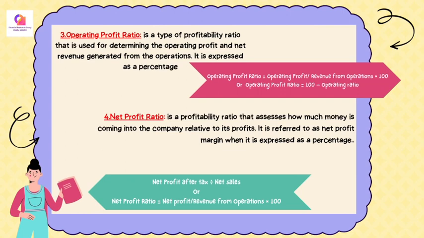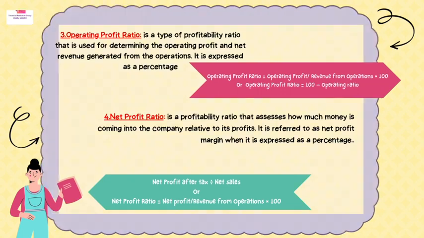Fourth is net profit ratio. It is a crucial indicator of profitability, showing the connection between net sales and net profit after tax. It is referred to as the net profit margin when it is expressed as a percentage. It aids investors in determining whether the management of the company is able to turn a profit from sales and how efficiently operating costs and overhead costs are controlled.